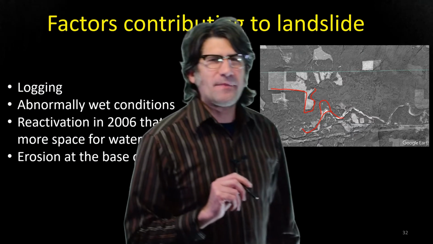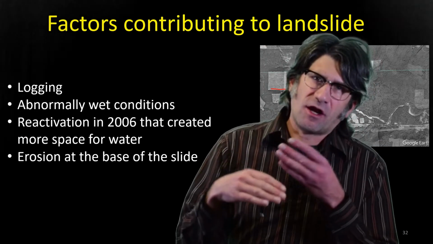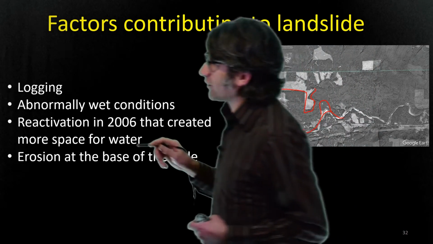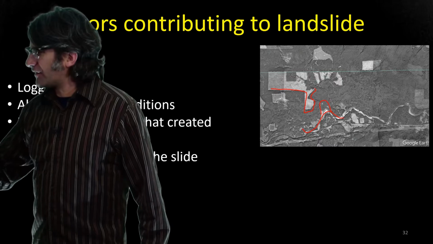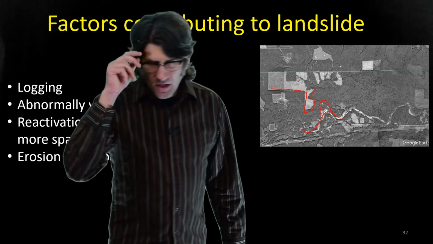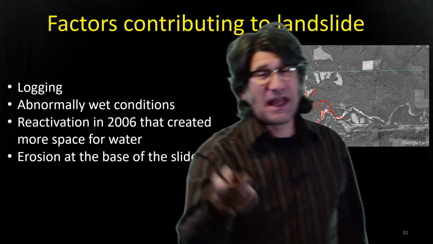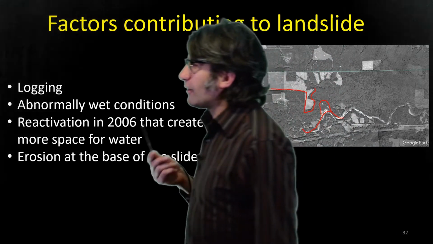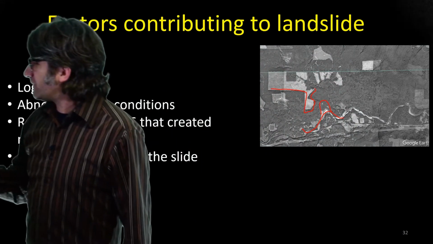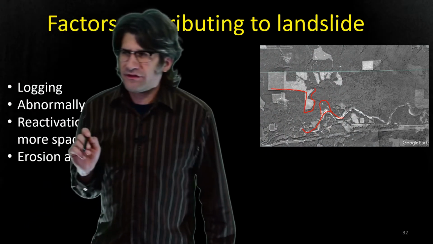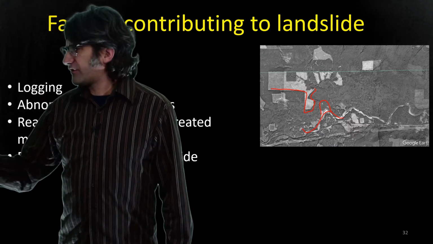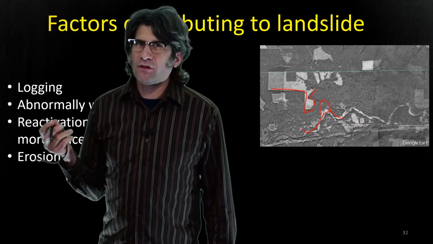Looks like that white patch. That's where we've actually had logging and the removal of trees. And so it's not right at the edge of the landslide, but it's pretty darn close. I want you to think in your head about why logging is going to influence the stability of this hill slope. So think about what logging does.